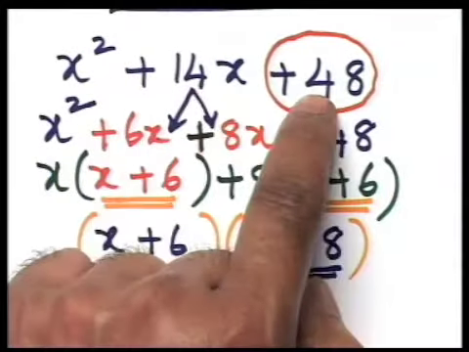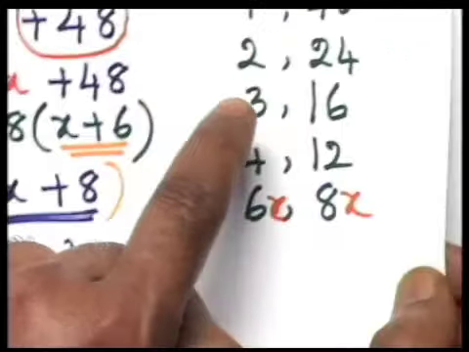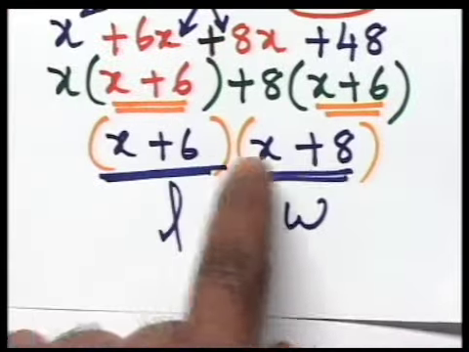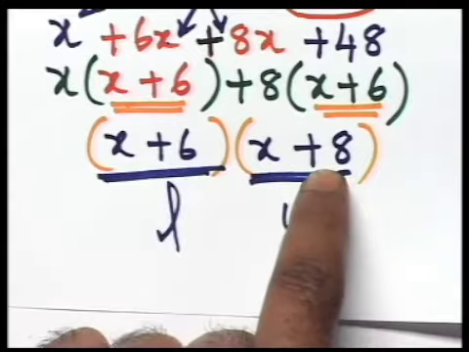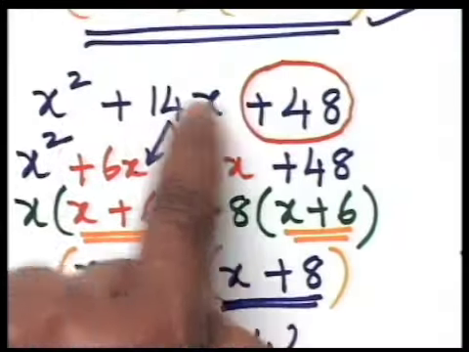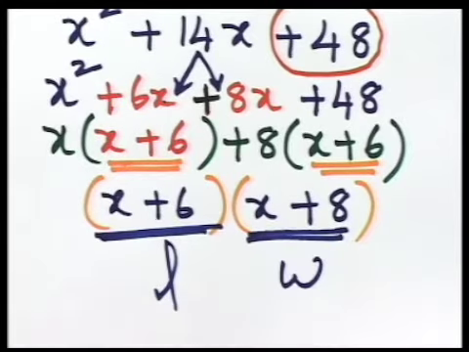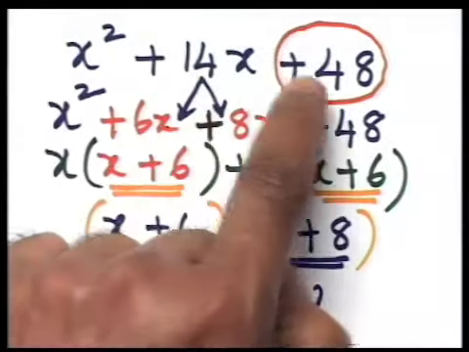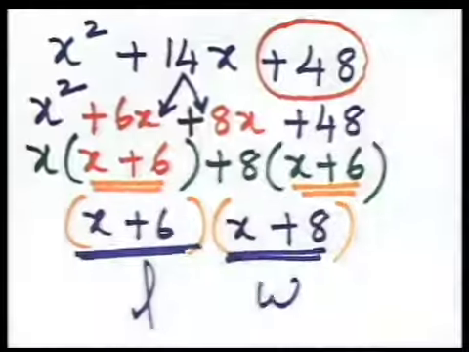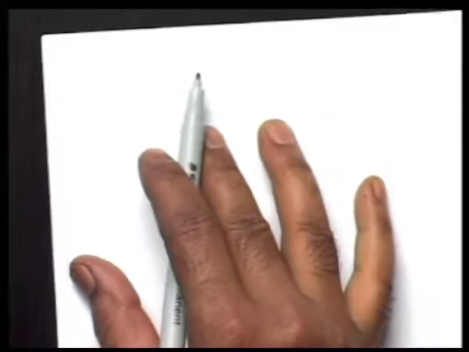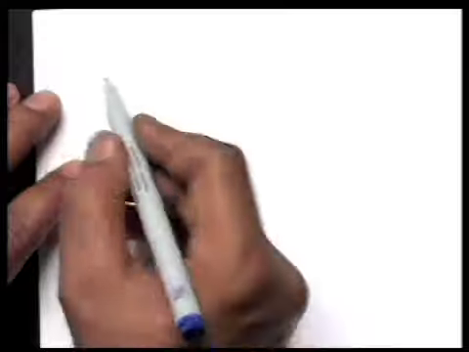That is the question. I took my 48, looked at the factors. I got 6 and 8. So compare your final answer: plus 6, plus 8. So by looking at the question, we can directly write down the length and width of the rectangle if we know the first step. Okay, right. Let's quickly solve a few questions by shortcut only, please. We'll be looking at the shortcut only.